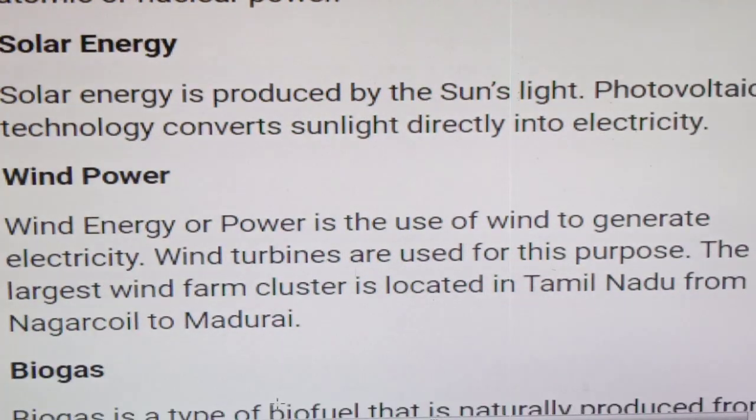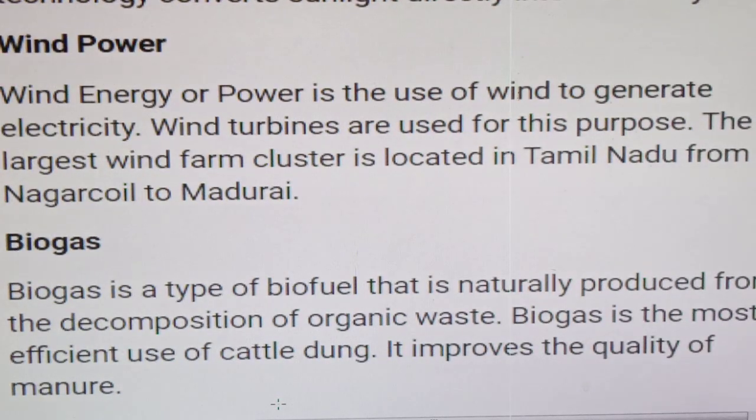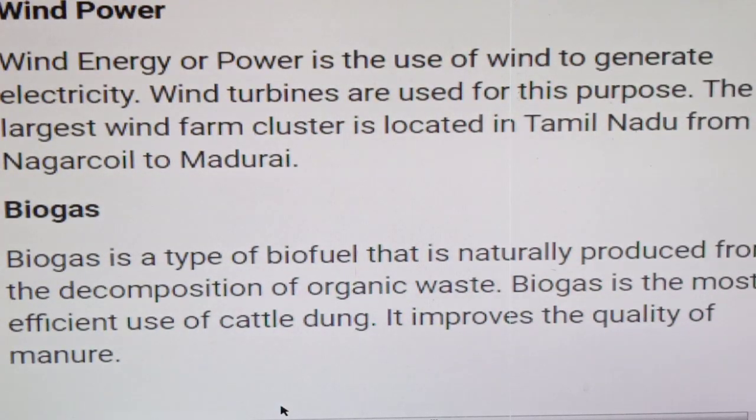Next is biogas. It is clear by name. Biogas is a type of biofuel that is naturally produced from the decomposition of organic waste like cow dung. Biogas is the most efficient use of cattle dung, and it improves the quality of manure.